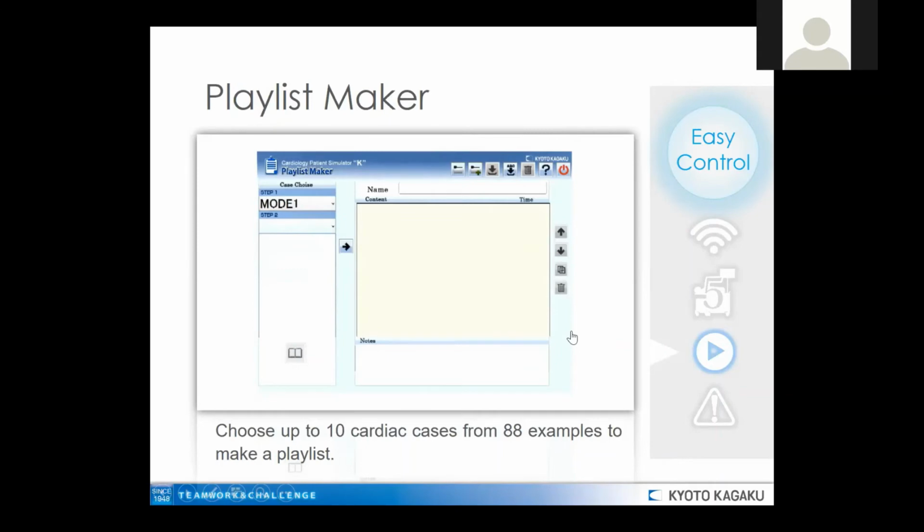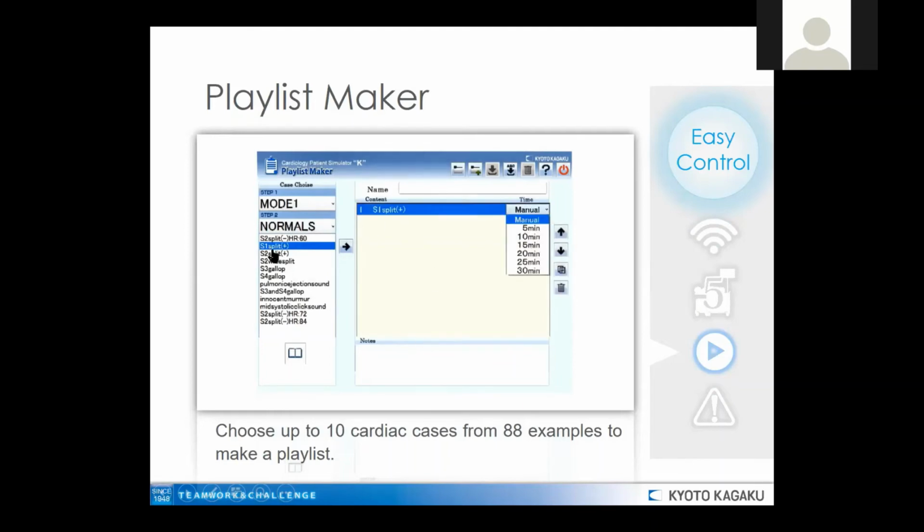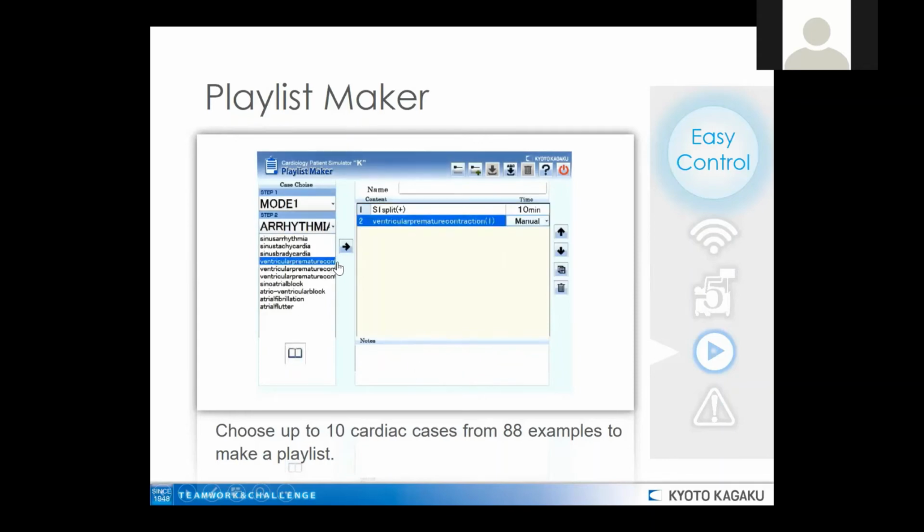And here it's more or less the same operation. Here we have the sound 1, the split, with 10 minutes of duration. And then here we have a ventricular premature contraction for 5 minutes. And this is the way we can choose and make a playlist.